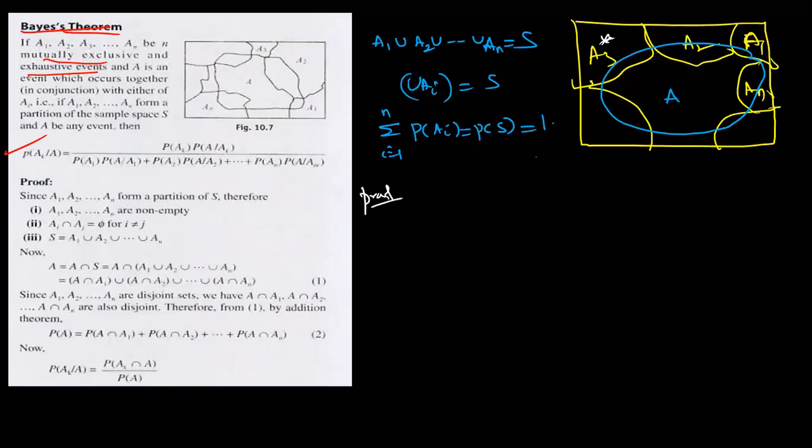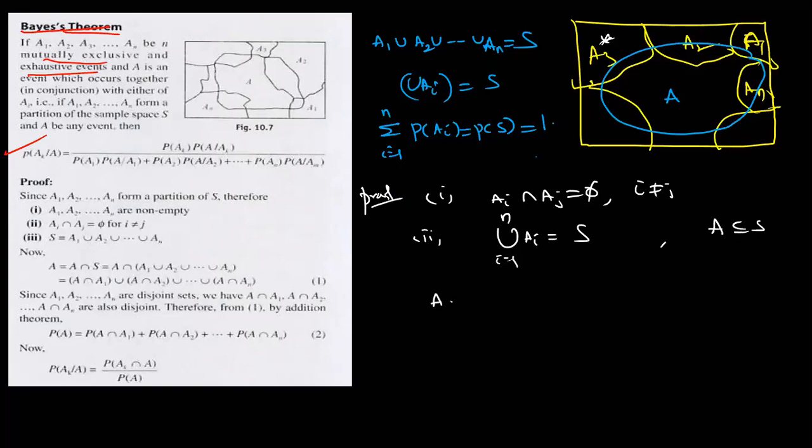Since you know one thing, what is that? AI intersection AJ is what? Empty set, because I is not equal to J. Second, union of AI is how much? S, given, with I running from 1 to N. Now A is what? A subset of S. Then I can write A is equal to A intersection S. A intersection S means what? A1 union A2 union up to AN.